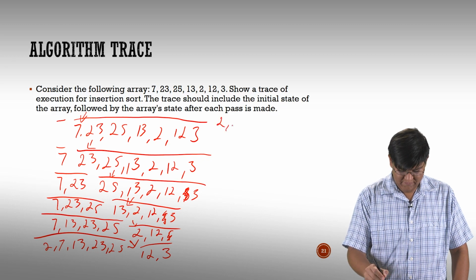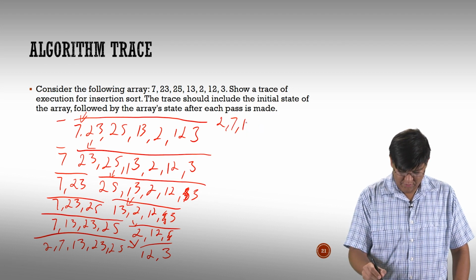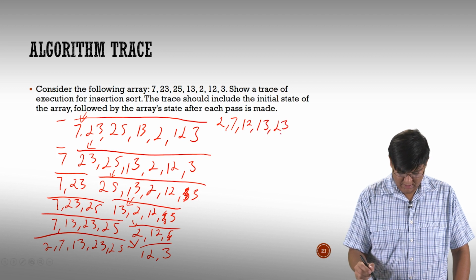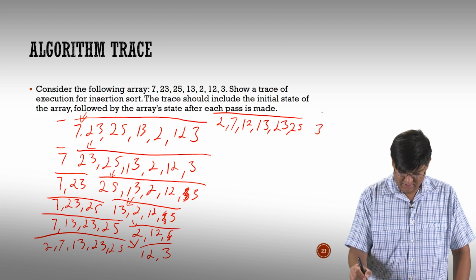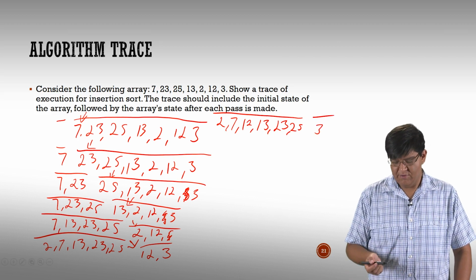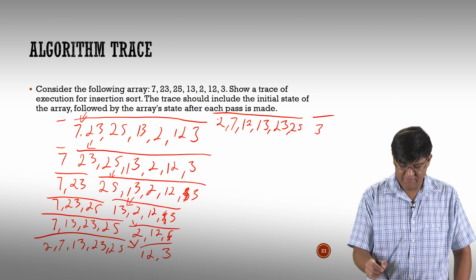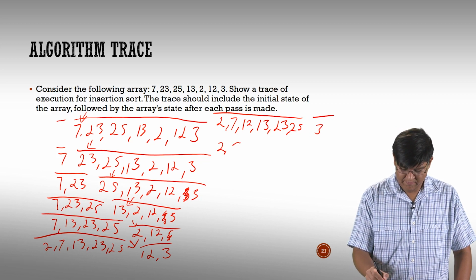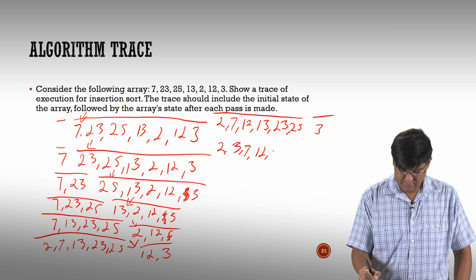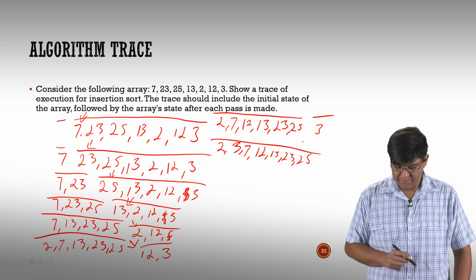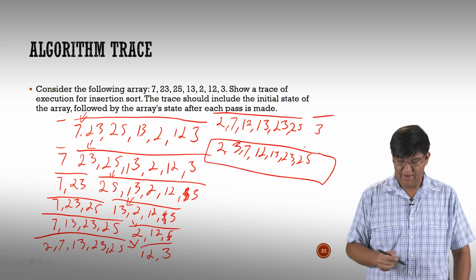So my stuff would then look like, I need 12 there, 13, 23, 25, 3. Sorted, unsorted. Last thing is the 3. You would do shift, shift, shift, shift, shift, to get between 2 and 7. All right, all sorted. So then that ends up being my final result.